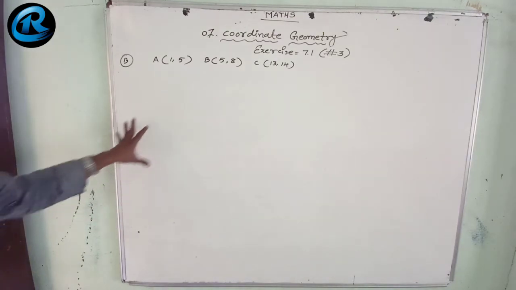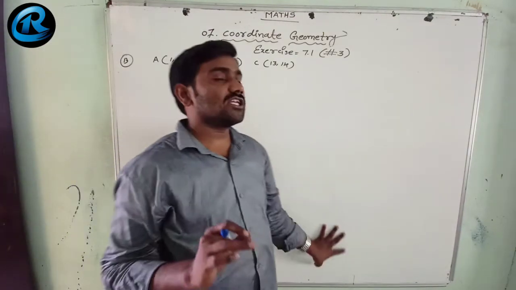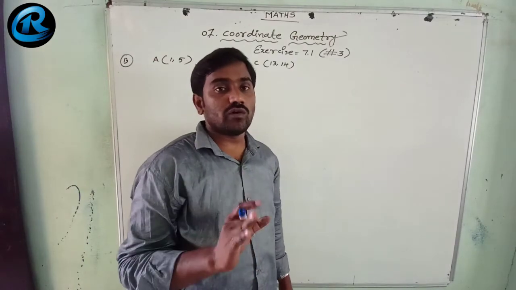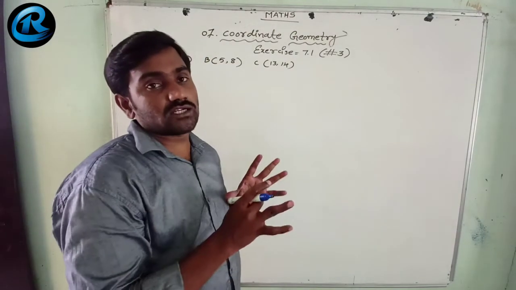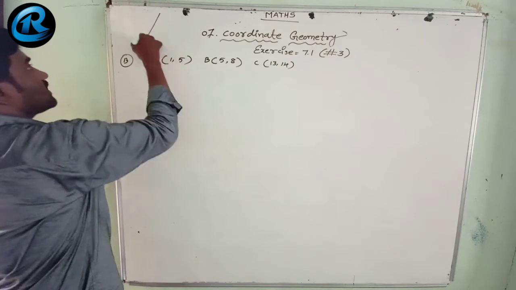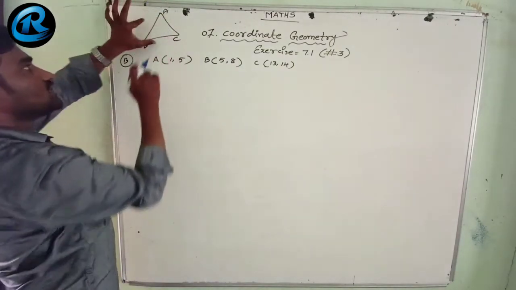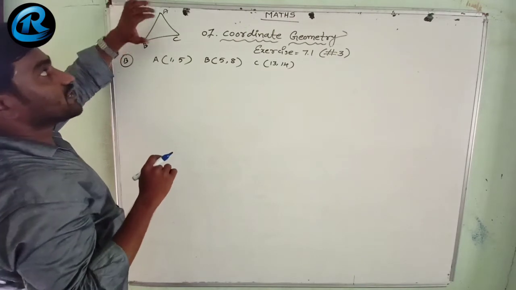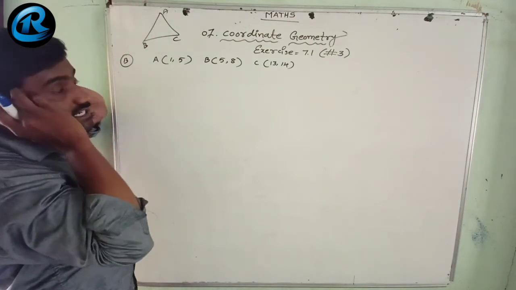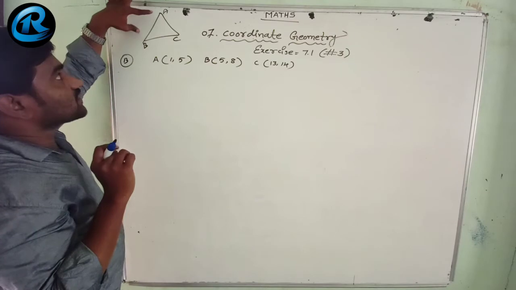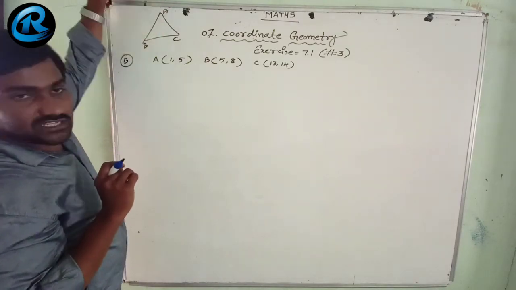Let us see. To know whether a triangle is possible or not, we should know that the sum of any two sides should be greater than the third side. Suppose it is a triangle ABC. Let us add any two sides; the sum should be greater than the third side. So it should be satisfied. First of all, let us find the distances AB, BC and AC.